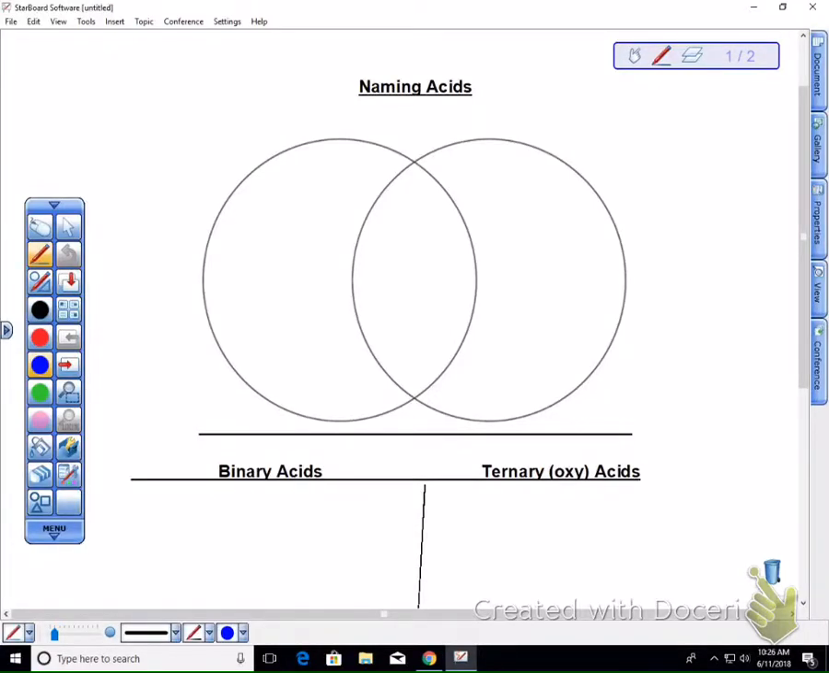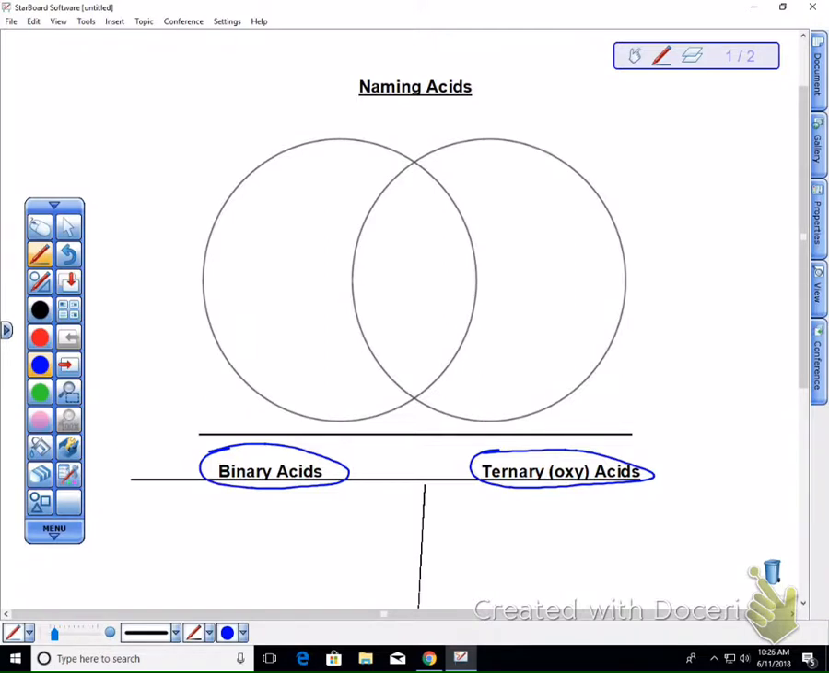Hey everyone, in this video I'm going to take you through the different types of acids and then show you how to name each type. There are two types of acids that we have to worry about naming. There are binary acids and there are ternary acids, but I think a better name for those is oxyacids. So most of the time you're going to hear me refer to ternary acids as oxyacids.